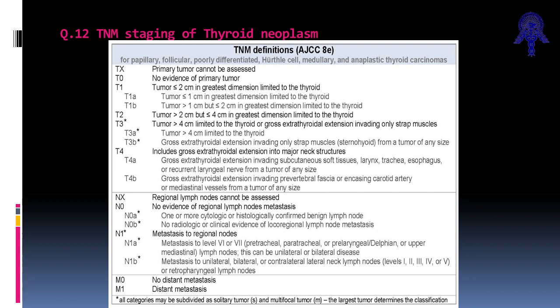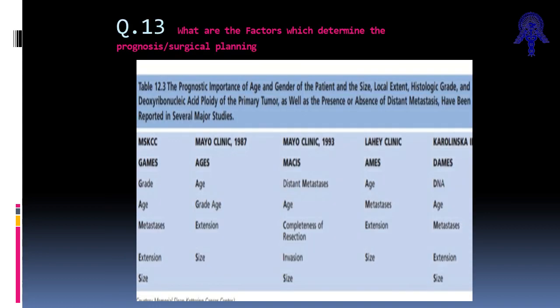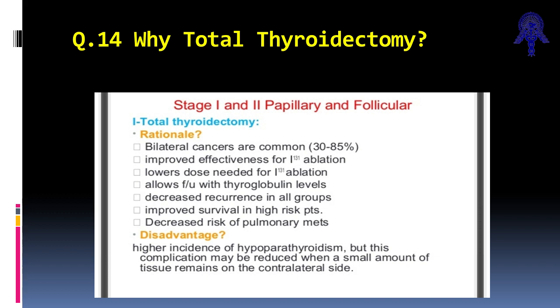Lateral lymph node involvement is level 1B, that is level 2, 3, 4. M0 is no mets, M1 is metastasis present. So these are the prognostic factors which Dipankar Mukherjee sir had mentioned. Now coming to the treatment.